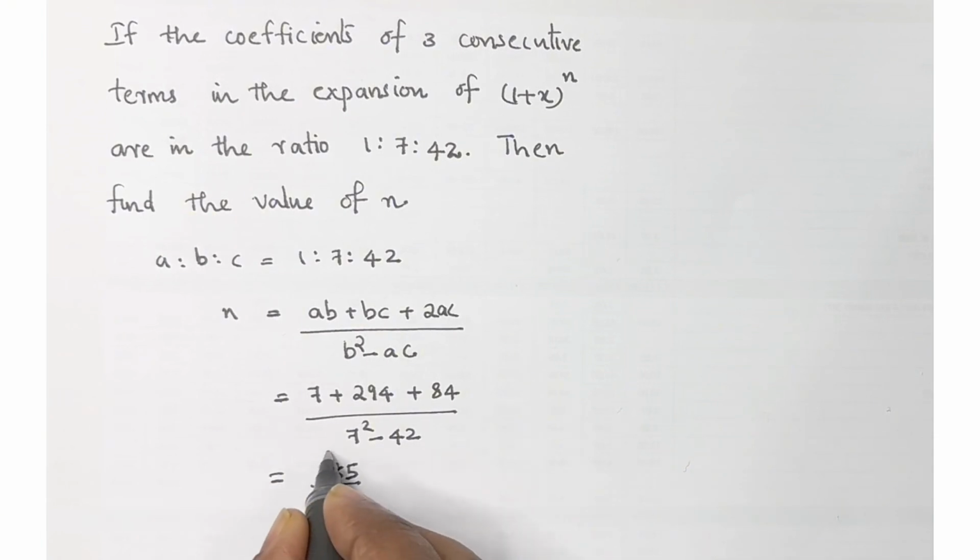Now cancel these two terms. That is equal to 5 times 5 times 11... so the answer is equal to 55. Therefore the value of n is 55.